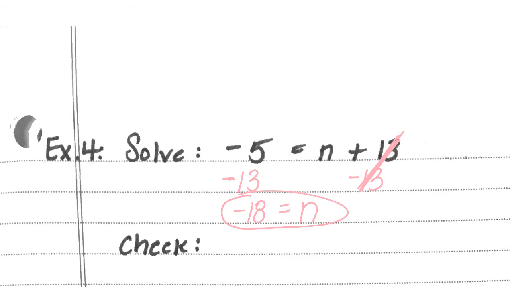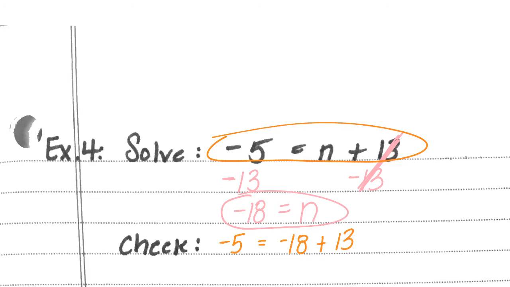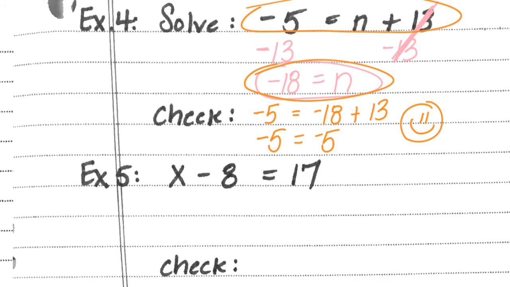And we definitely want to check our work, so we're plugging it into the original. Is negative 18 plus 13 equal to negative 5? Yes, it is. So n is equal to negative 18. Last one.